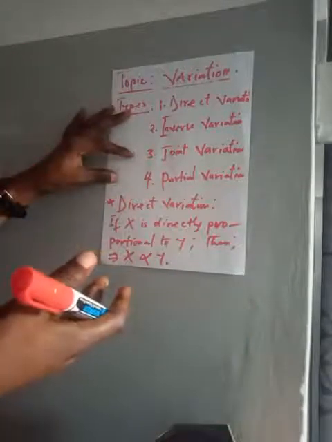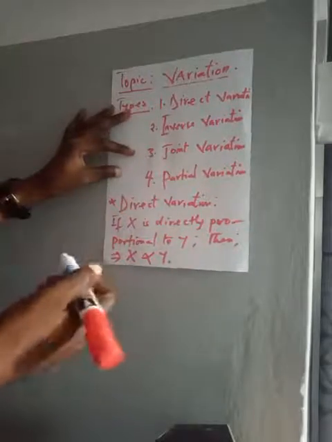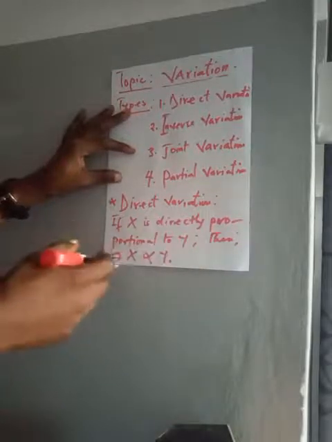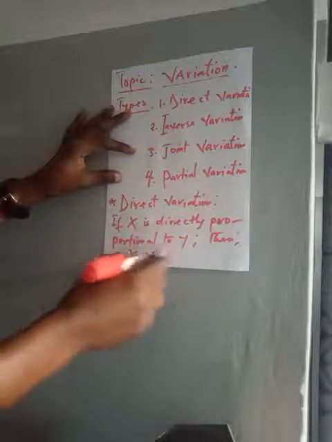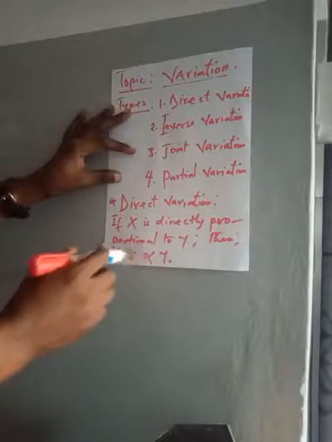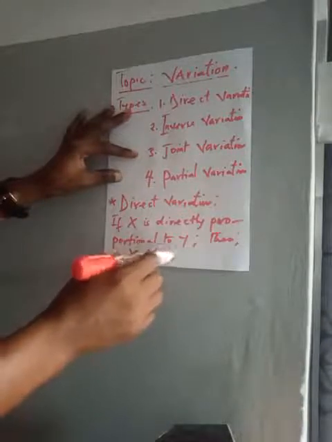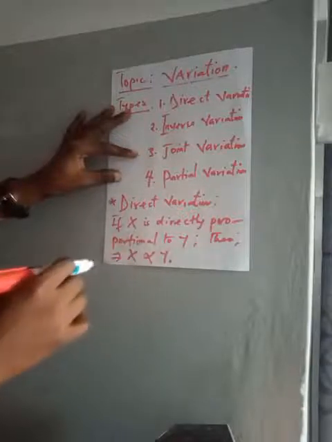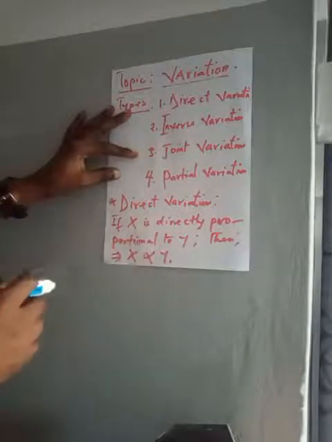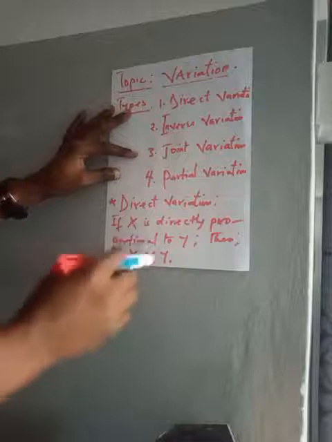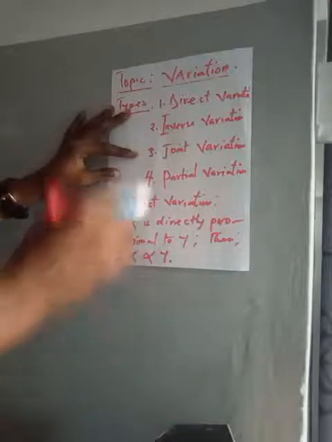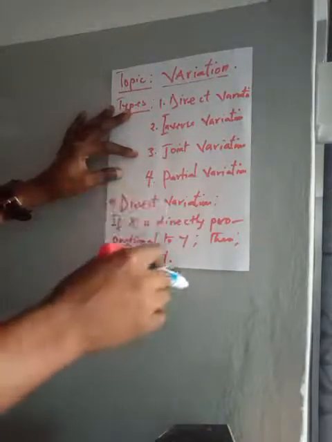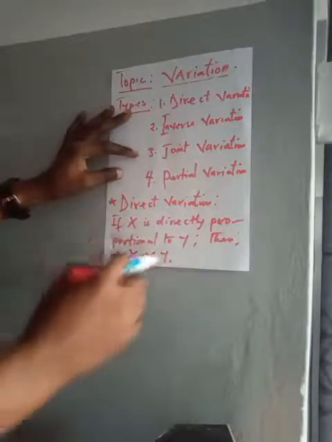Let's start with direct variation. If X is directly proportional to Y, it is mathematically written this way: X proportional to Y. This sign here is called the sign of proportionality. Can you see that? It's just like saying that if X is increased by 2, then Y also will be increased by 2. If X is decreased by 1, then Y also will be decreased by 1. That is what we mean by direct variation.